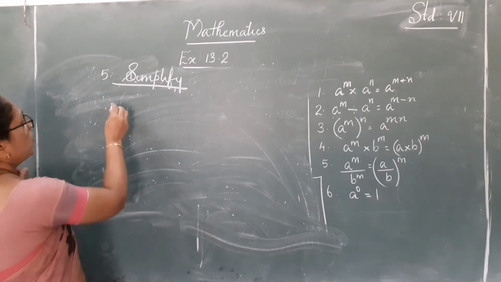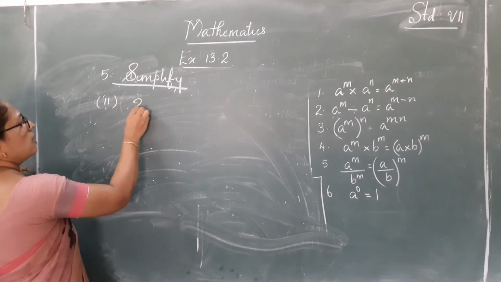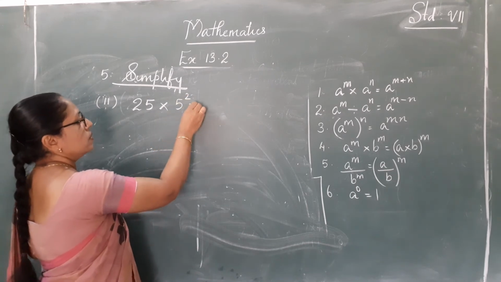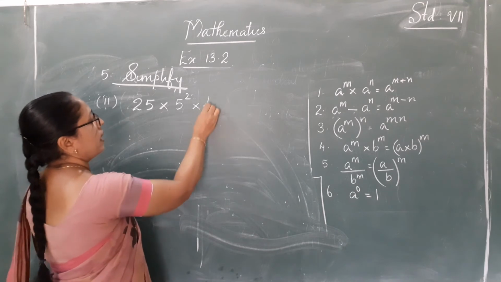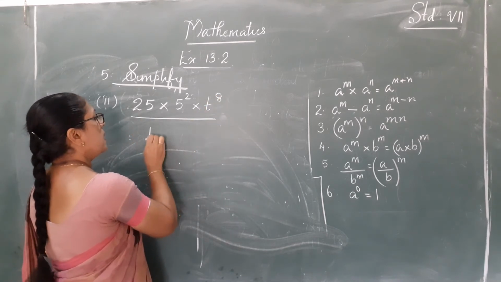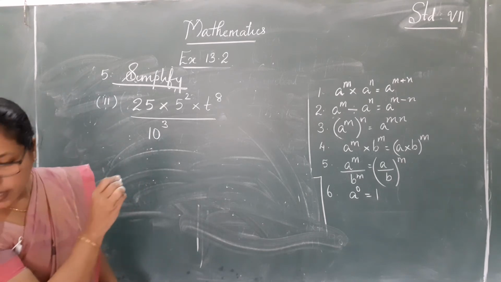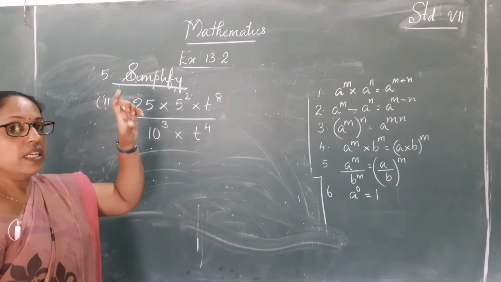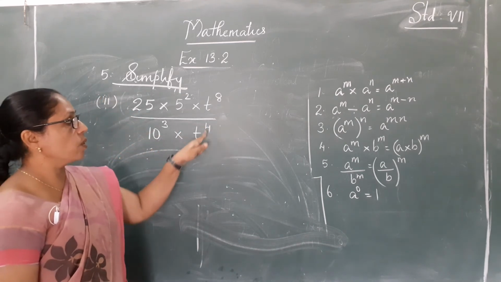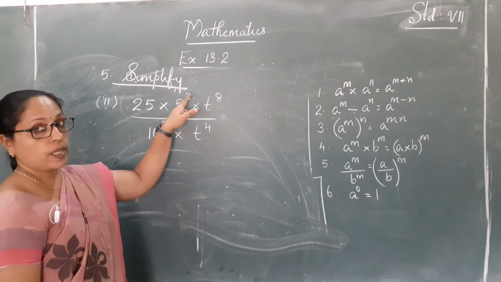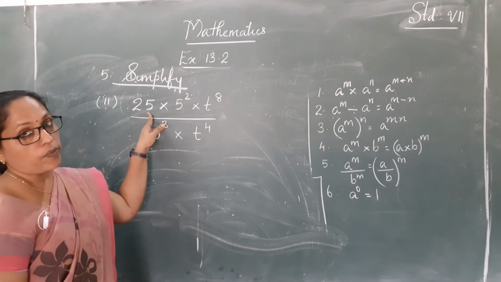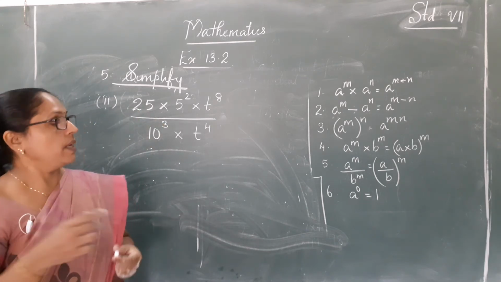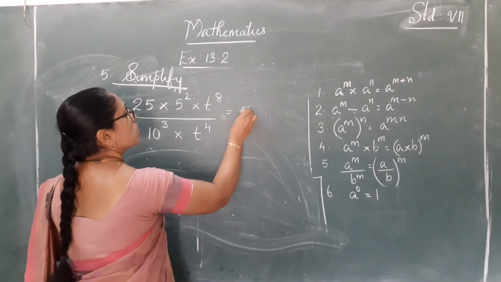One more. 25 into 5 square into t raised to 8 by 10 raised to 3 into t raised to 4. Now check the question. Whether they are getting a group or pair or anything like that. This is okay. Right? This is 5 raised to 2. 25 is not in the power form, so we have to change it. 25, how can we change? 5 into 5. Okay. So we can write 5 raised to 2.